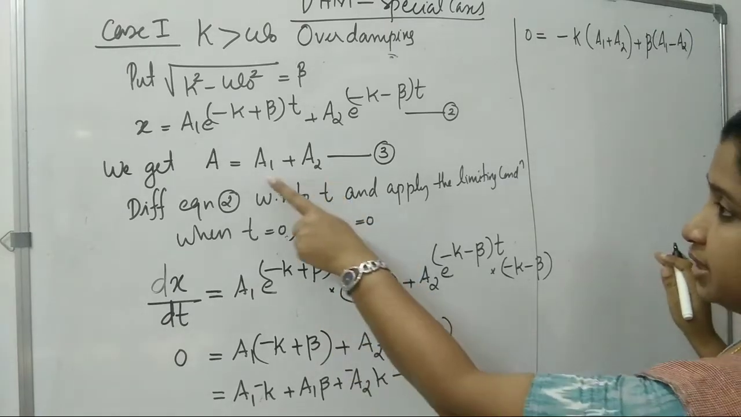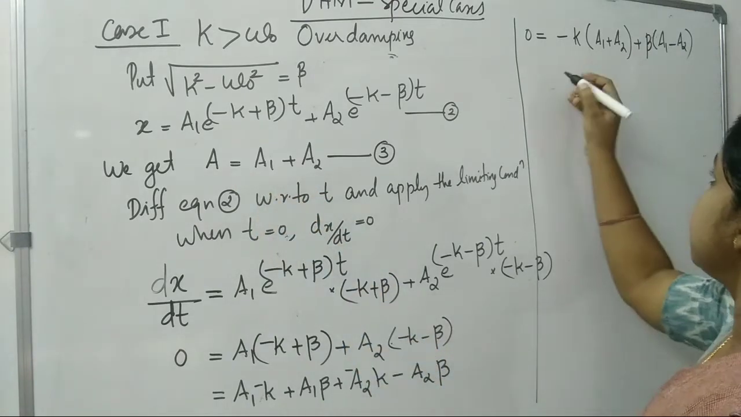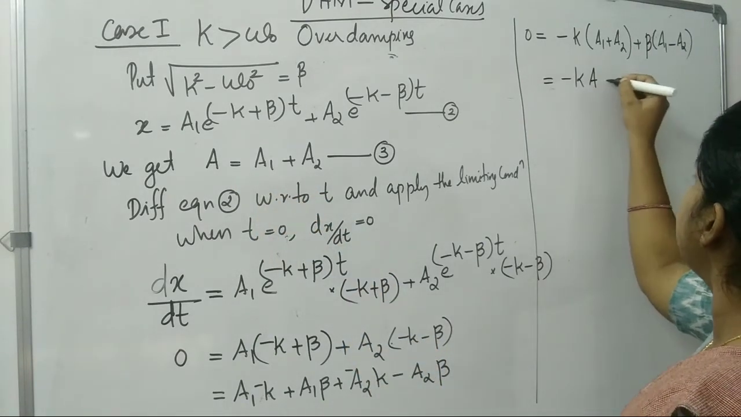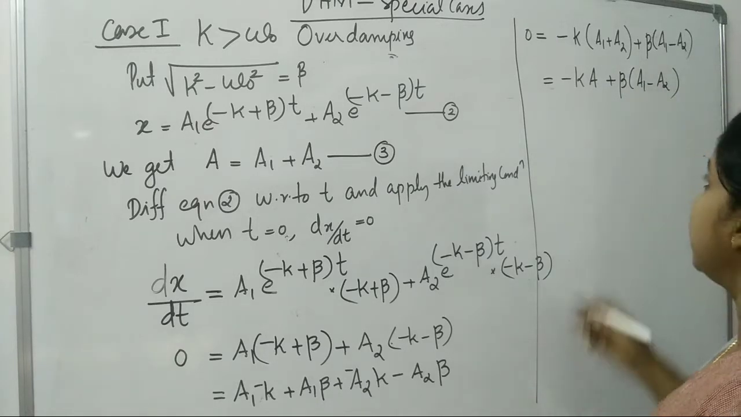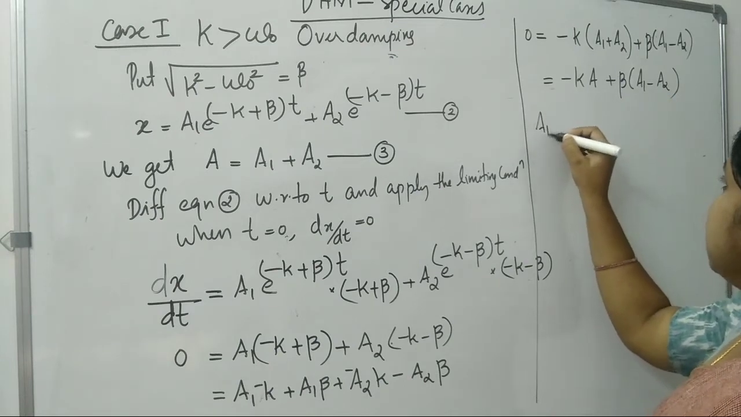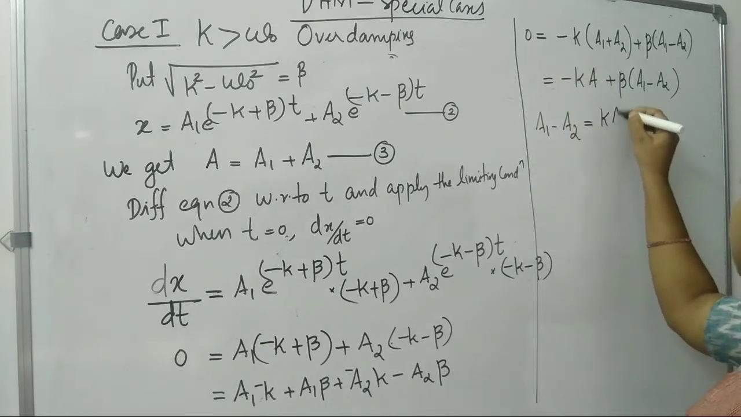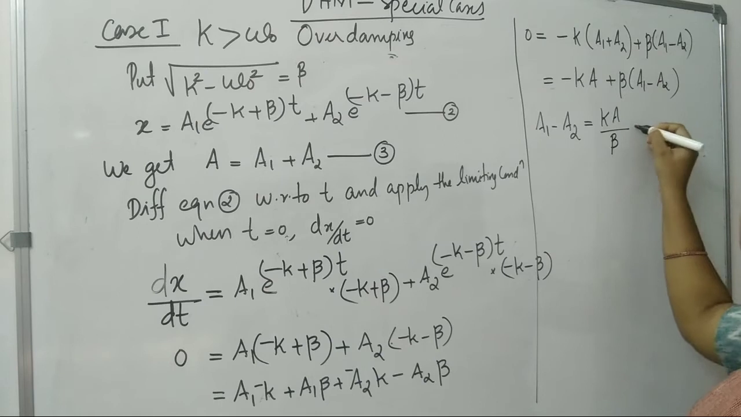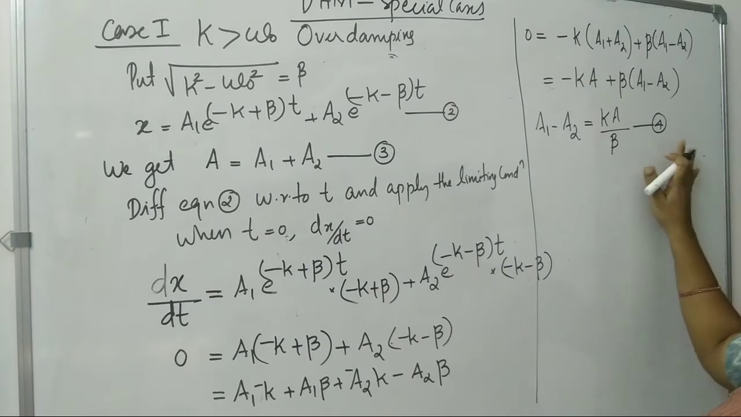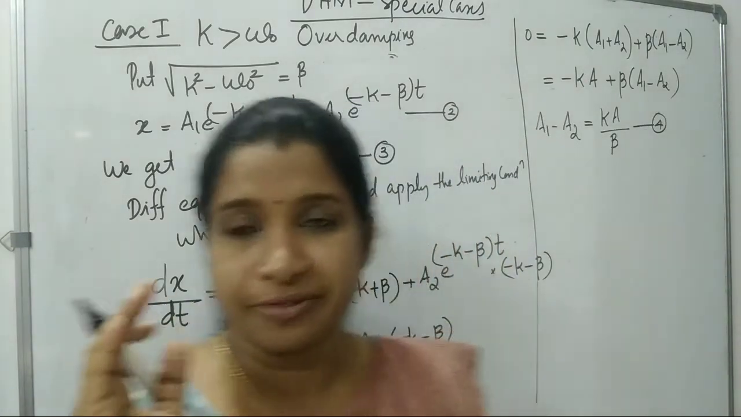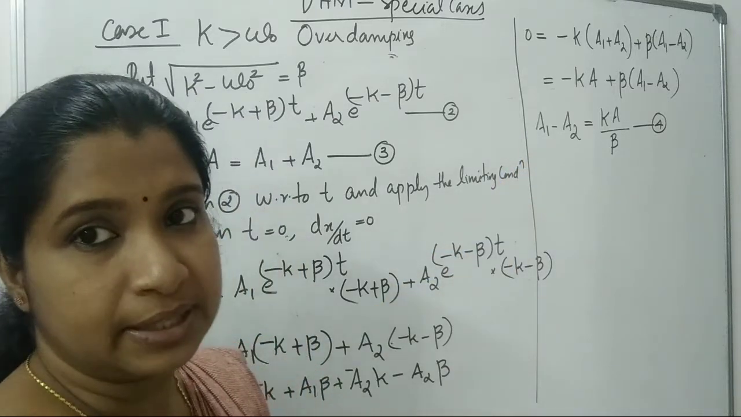From equation 3, what's the value of a1 plus a2? a1 plus a2 is equal to a. So we can substitute: minus ka plus beta into a1 minus a2. Then from this we can rewrite a1 minus a2 is equal to, taking ka to the LHS, ka divided by beta. This is equation number 4. So from 3 we get a1 plus a2, and from 4 we get a1 minus a2. From these two values we can find the value of a1 and a2 separately.